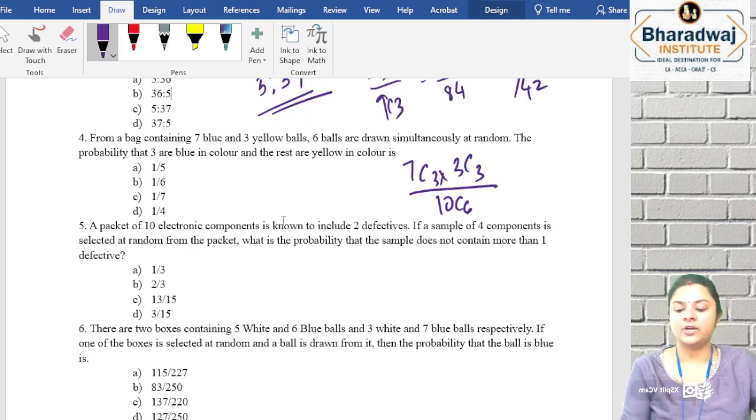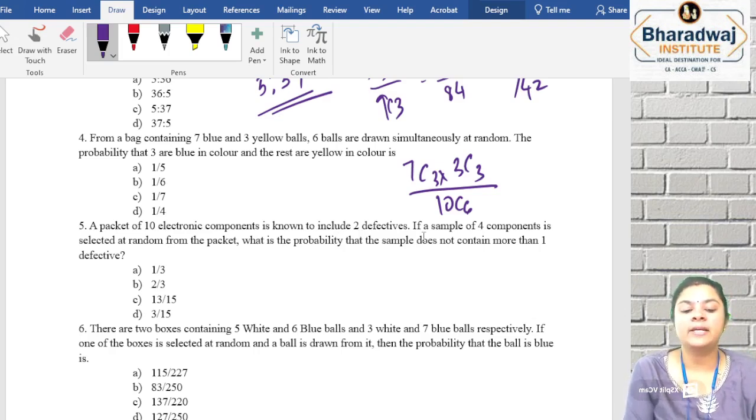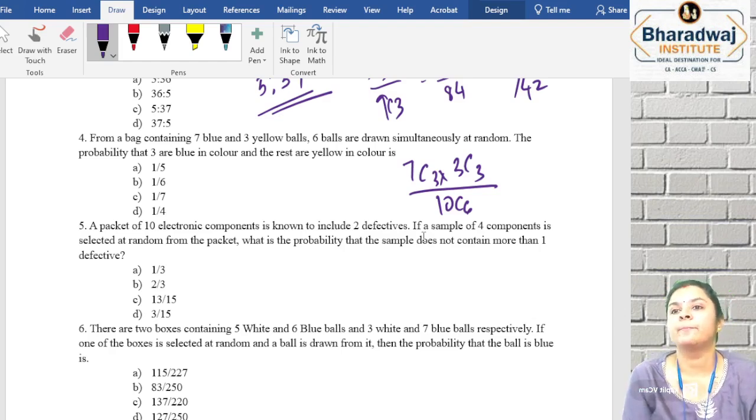Fifth one. A pack of electronic components is known to include 2 defectives. A sample of 4 components is drawn. Find the probability that the sample does not contain more than 1 defective. Not more than 1 defective, with totally 2 defectives, means you have to consider 0 and 1 defective.